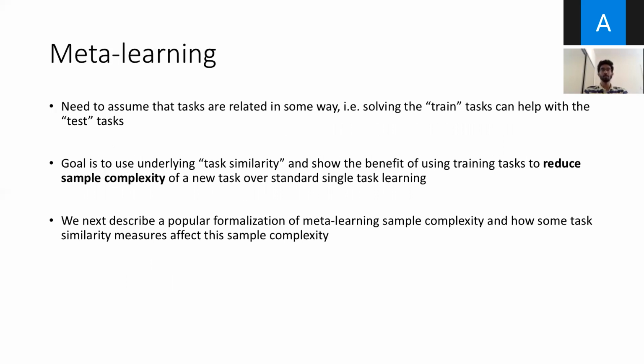However, for meta-learning to be useful, you need to assume that the tasks are related in some way. Or in other words, it should be the case that solving the training tasks should indeed be useful to be able to solve a new test task. And the goal is to use some notion of task similarity in order to show the benefit of using training tasks to reduce the sample complexity of a new task. And when I say reduce, I'm comparing it to the sample complexity of learning the new task from scratch without access to any training tasks. And in the following slides, I'll describe a popular formalization for meta-learning and define what sample complexity means in this setting. And also we'll see how some intuitive notions of task similarity show up in these definitions of sample complexity.